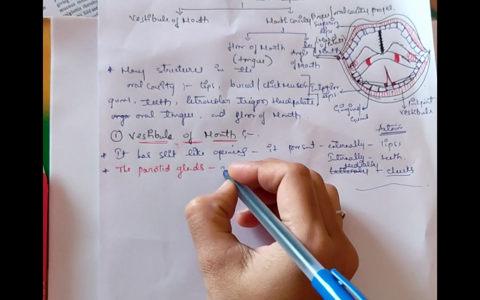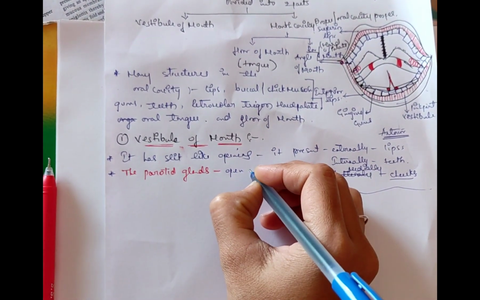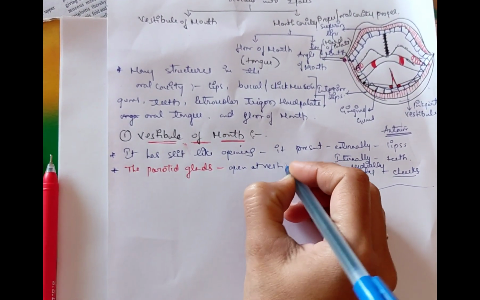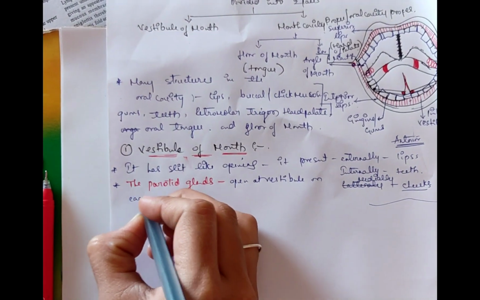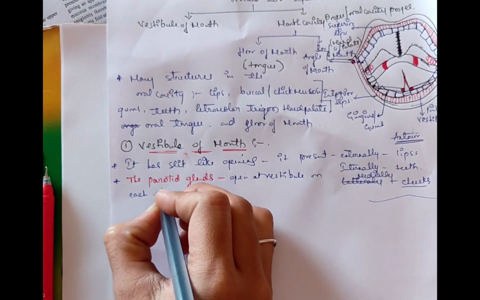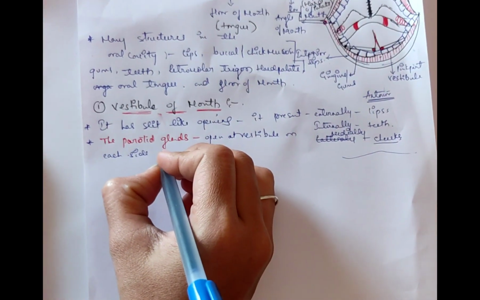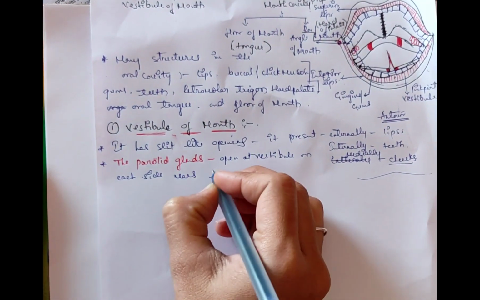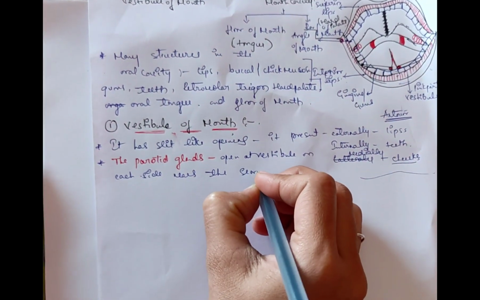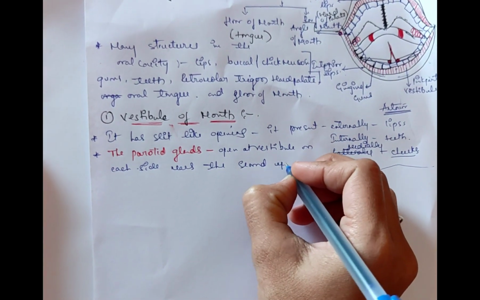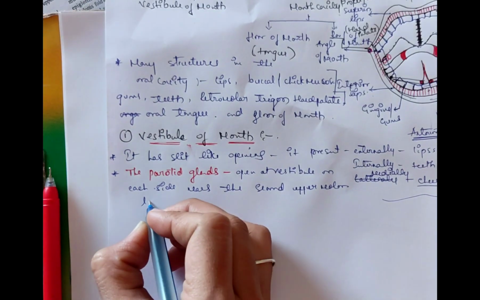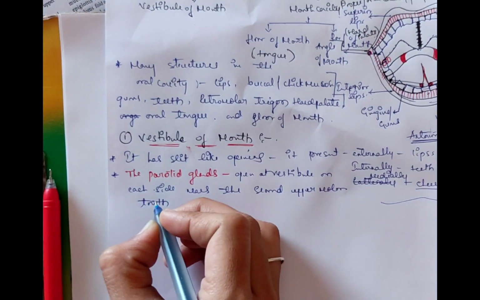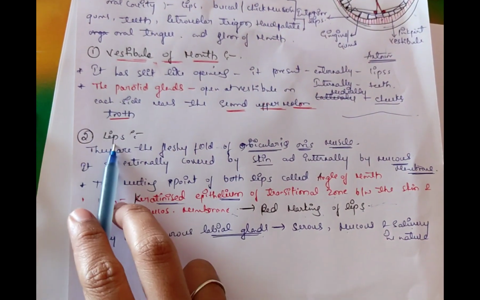The parotid duct opens at the vestibule on each side near the second upper molar tooth. Then the second one is lips.